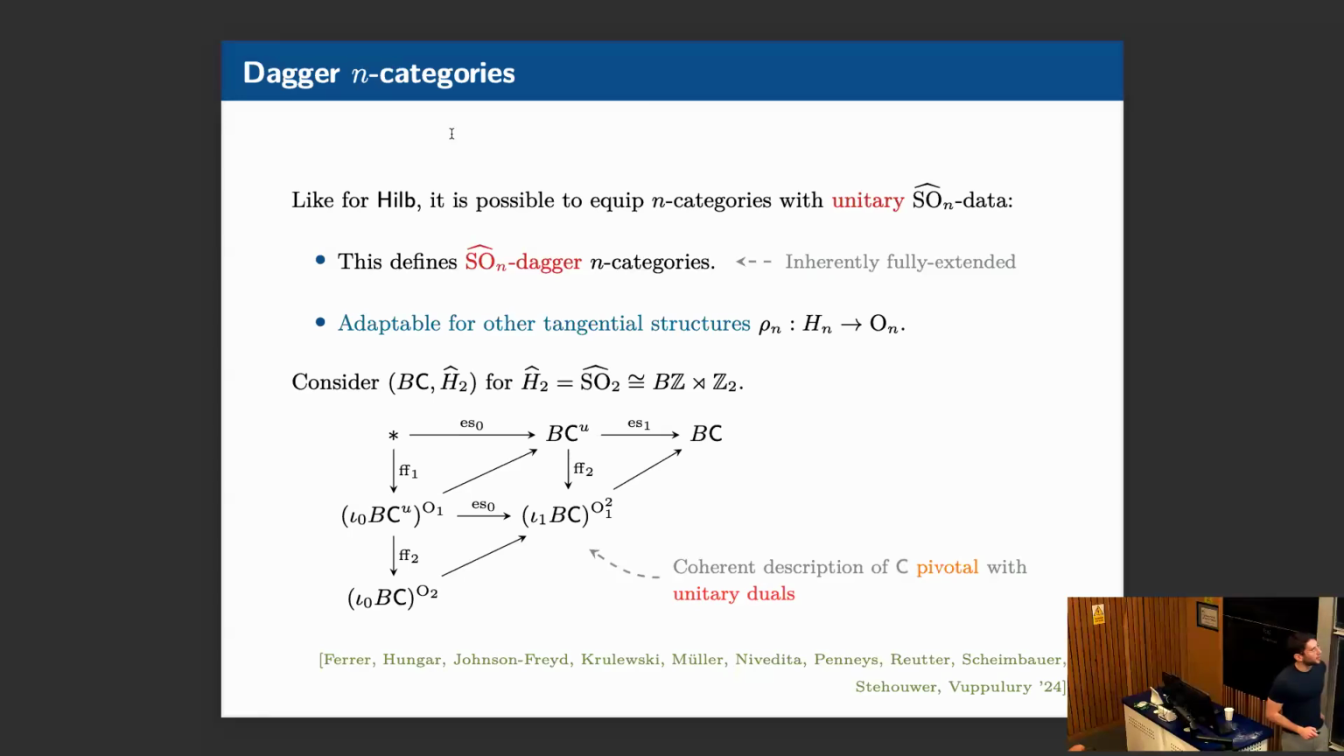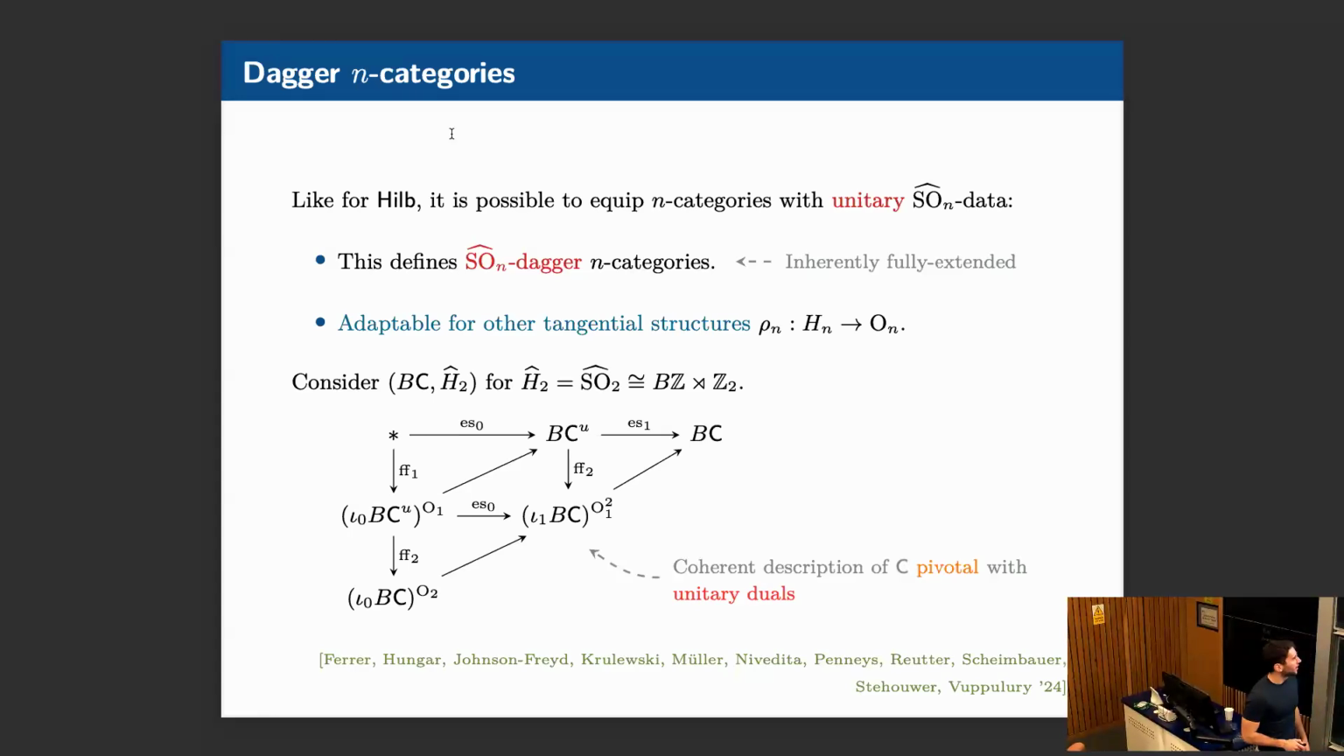Now, what it turns out, and this is based on this work here, I wrote down all the authors, since I think probably 90% of them are present in this room, is that for higher categories, there is a similar way that you can equip n-categories with a sort of unitary SO(n) hat data. Okay, and the idea is that this additional data is precisely the data that allows you to get a coherent unitary graphical calculus in higher dimensions.